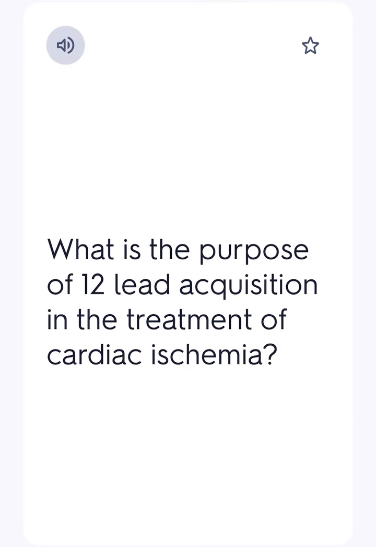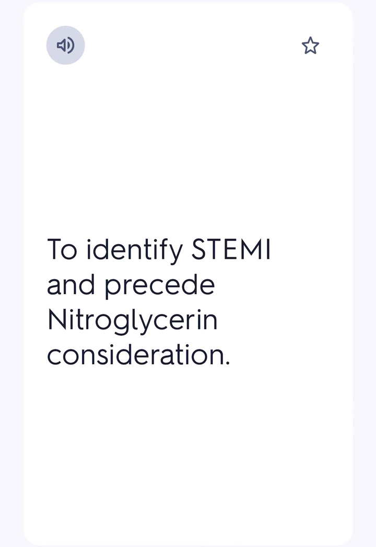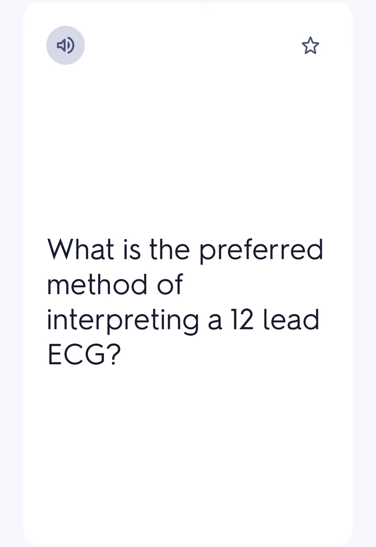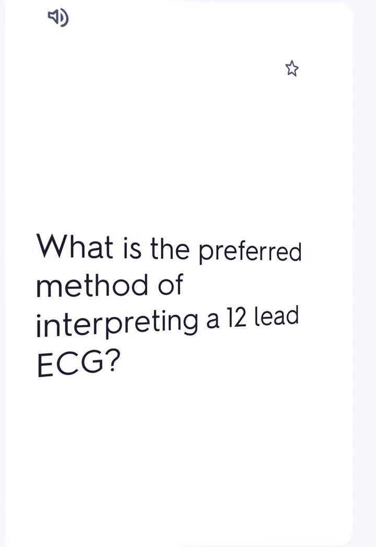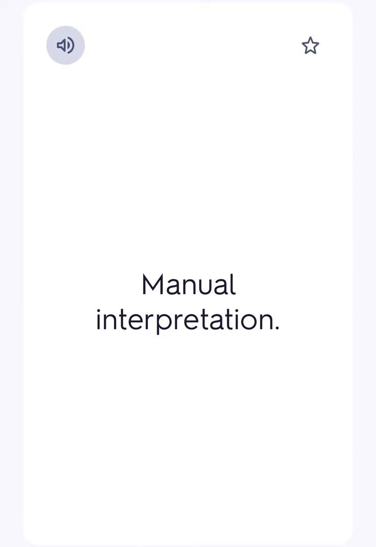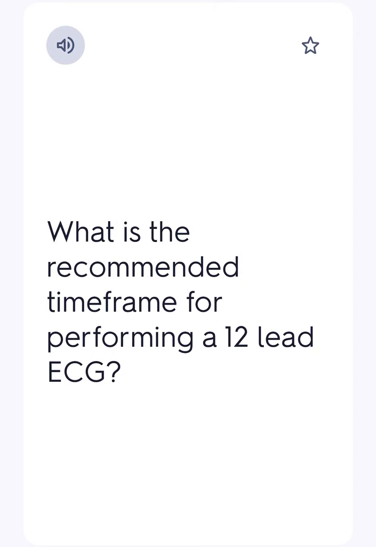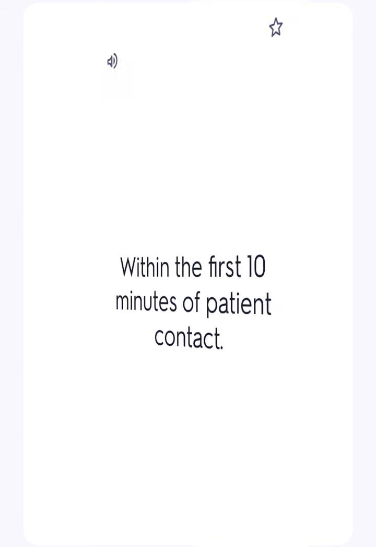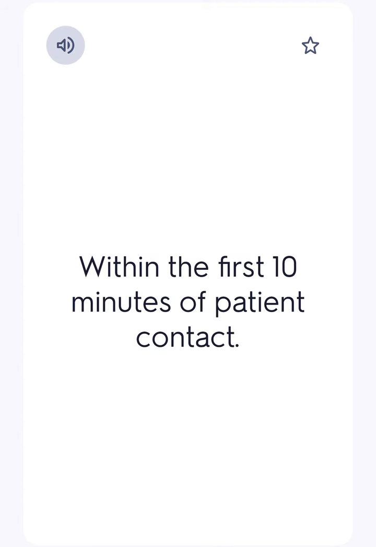What is the purpose of 12-lead acquisition in the treatment of cardiac ischemia? To identify STEMI and proceed to nitroglycerin consideration. What is the preferred method of interpreting a 12-lead ECG? Manual interpretation. What is the recommended time frame for performing a 12-lead ECG? Within the first 10 minutes of patient contact.